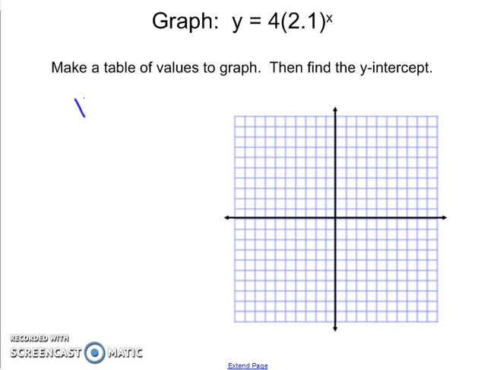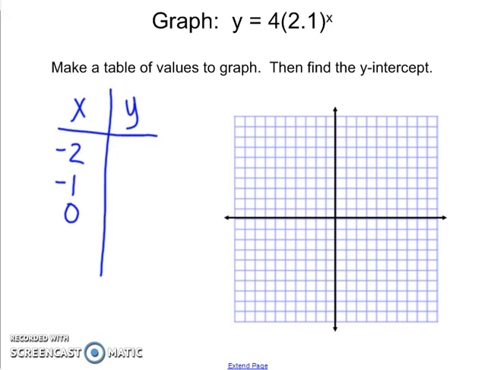So I'm going to make an XY chart, and I'm going to plug in -2, -1, 0, 1, 2. And those are just easy to plug in, and they're near each other. So literally you can plug this right into a calculator. So you can do 2.1 to the -2 power and then times 4. So you're going to get decimals for these, which is fine.